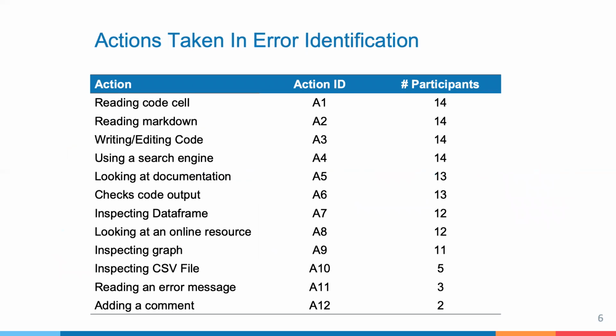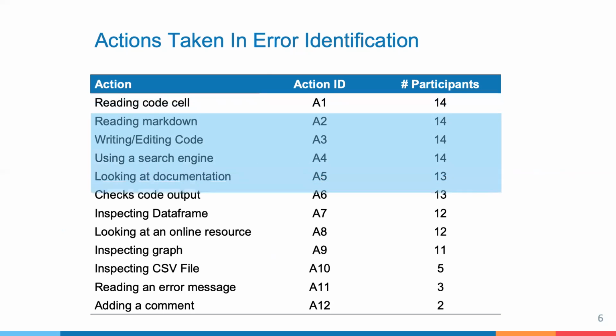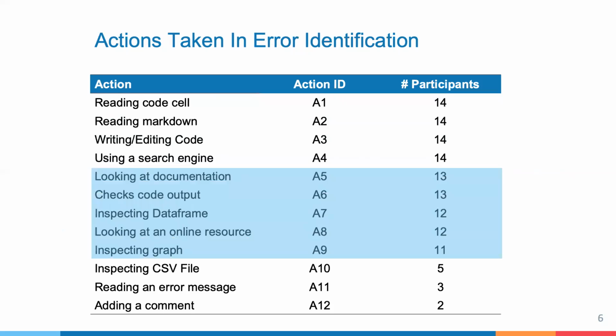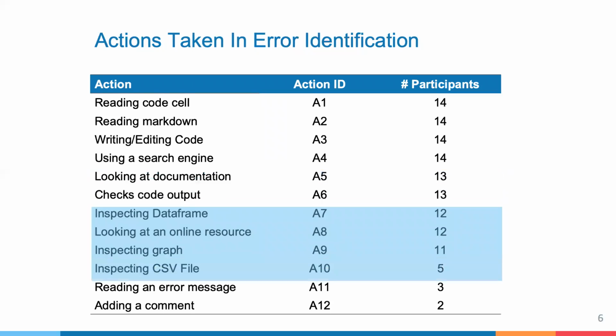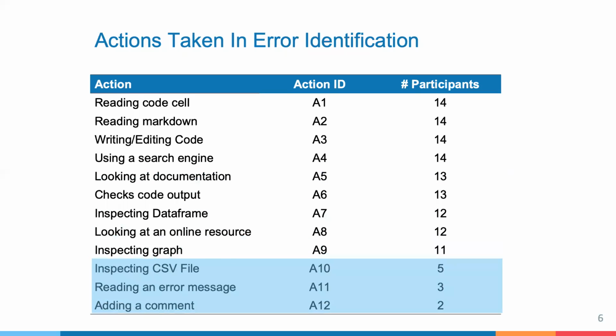We identified 12 atomic actions that were performed during error identification. Actions which participants always used include reading code in Markdown, writing and editing code, and using the search engine. Several other common actions were the use of documentation and other online resources, inspecting code output, as well as inspecting data frames and graphs. And finally, there were a few actions that were seldomly used, such as inspecting CSV files, reading error messages, and adding comments.